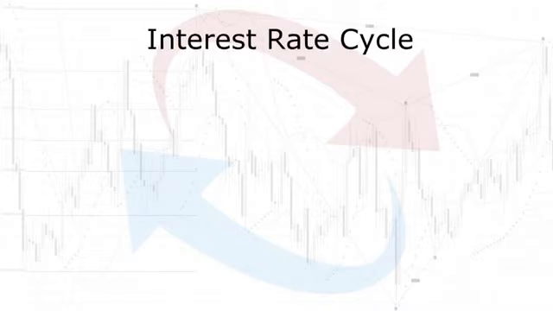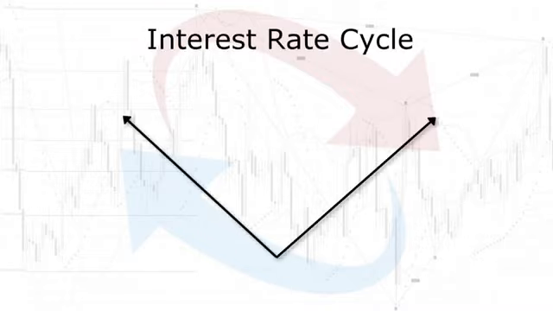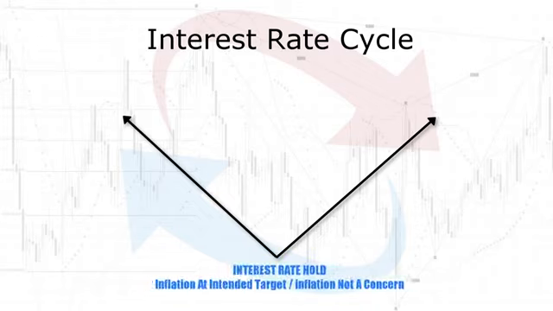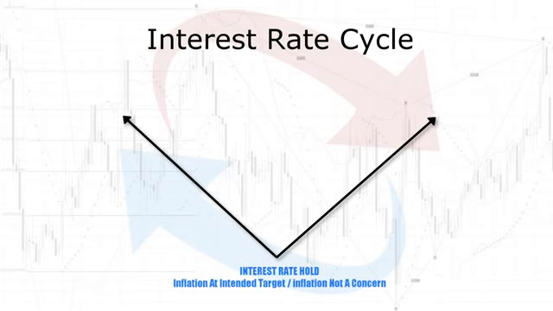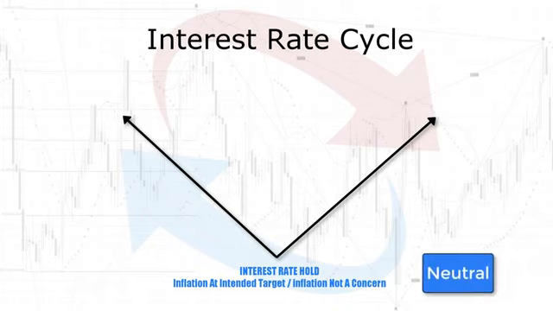We can determine a currency's potential strength or weakness by identifying where the currency is on the interest rate cycle. If central banks are keen on holding interest rates and their desired inflation target is met or not a concern, then they are in the hold section of the interest rate cycle. This would be considered neutral.